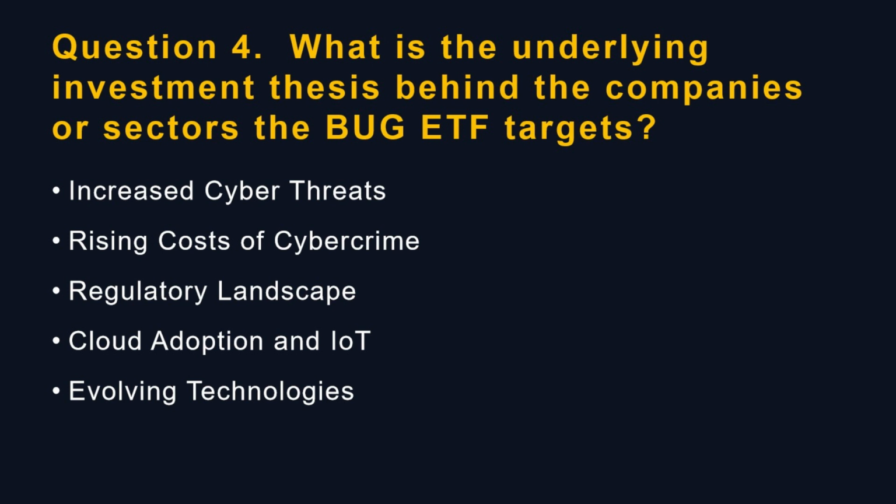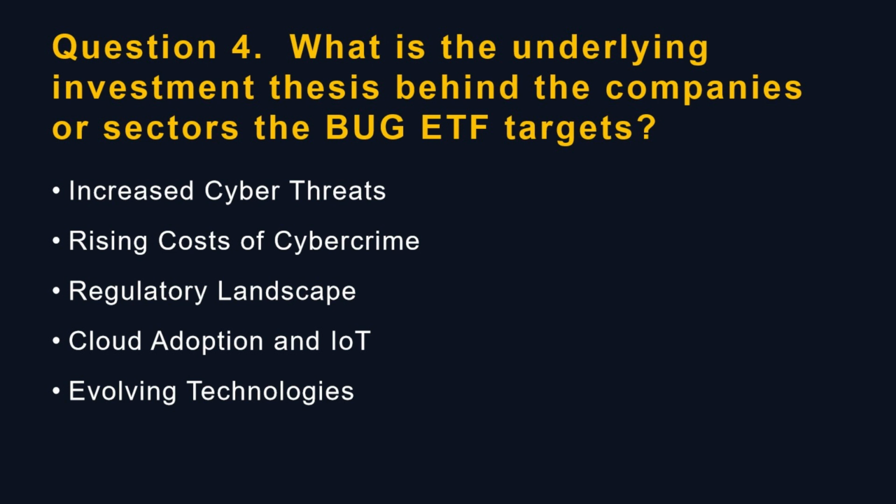Regulatory landscape. Regulatory requirements around data privacy and security are becoming increasingly stringent worldwide. These regulations mandate businesses to implement robust cybersecurity measures, further fueling demand for relevant solutions. Cloud adoption and IoT. The growing adoption of cloud computing and the Internet of Things, IoT, creates new security challenges. BUG might target companies offering solutions to secure cloud environments and protect interconnected devices within the IoT ecosystem.